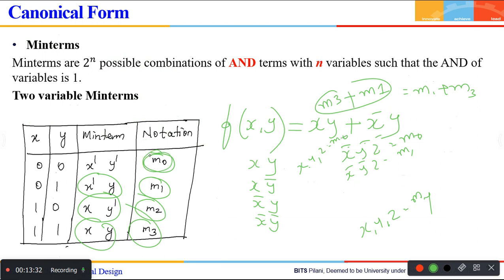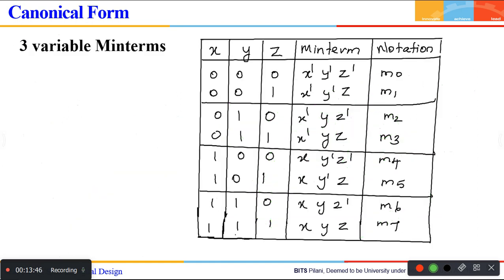So sum of products is sum of min terms. That's all. That's why I told you this product term in sum of products has been given a name, and we call it a min term, right? Now let us see what max terms are. This is for 3 variables, okay?